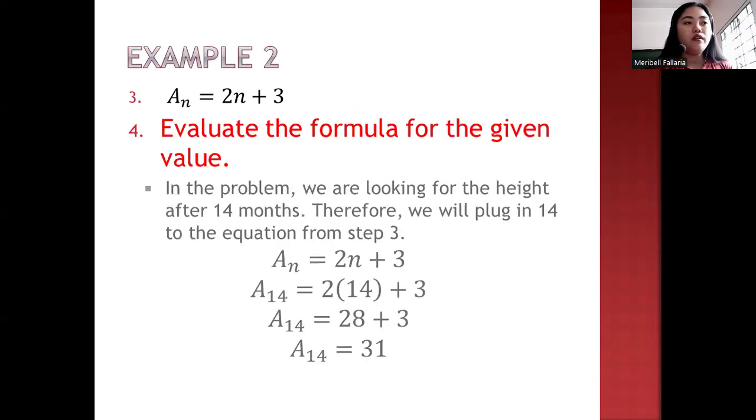Okay, step 4. Evaluate the formula for the given value. In the problem, we are looking for the height after 14 months. So 14 months will be our n. The n represents the moving numbers. Therefore, we plug in 14 to the equation from step 3: 2 times 14 plus 3. This is equal to 28 plus 3, which is 31.